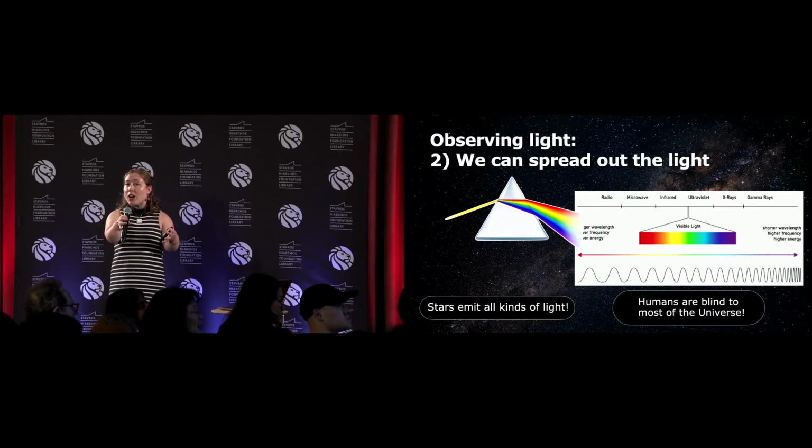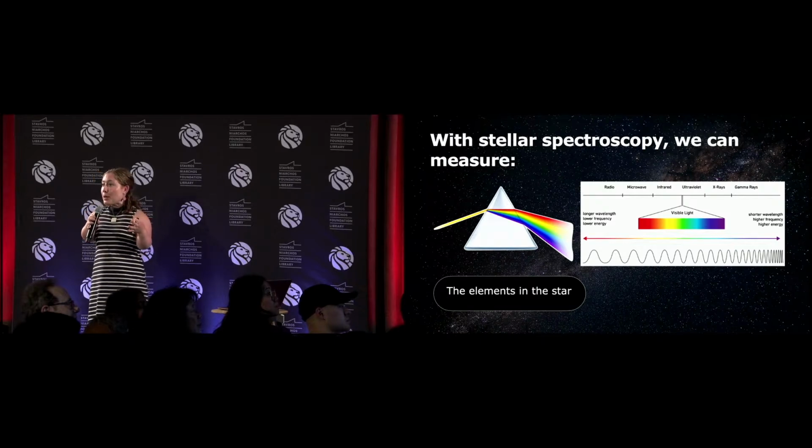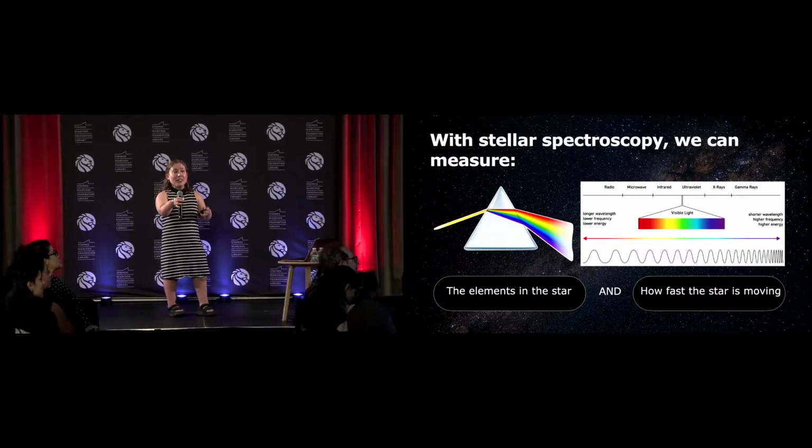And we're going to be talking about stars specifically. So the first thing that we can learn is the kind of elements that are in a star. So the periodic table of elements, what chemicals, even what molecules are in a star. And we can figure out how fast the star is moving. So I hope that sounds very powerful to you all.